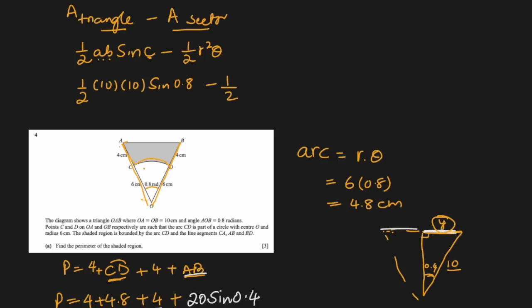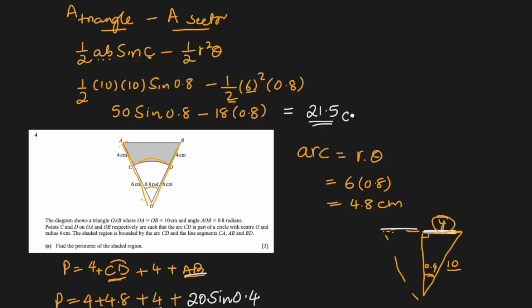minus half for this sector, radius is 6, not 10, 6. White part I'm talking about. So 6 squared, and the angle at the center is 0.8. That's simple. So it will be half times 10 times 10 sine 0.8, minus half times 36 times 0.8. Carefully put this in a calculator and the area will be found. What I'm getting is 21.5 and some more digits, but since we want 3 significant figures, we will write 21.5 centimeters squared is the area of this shaded region.